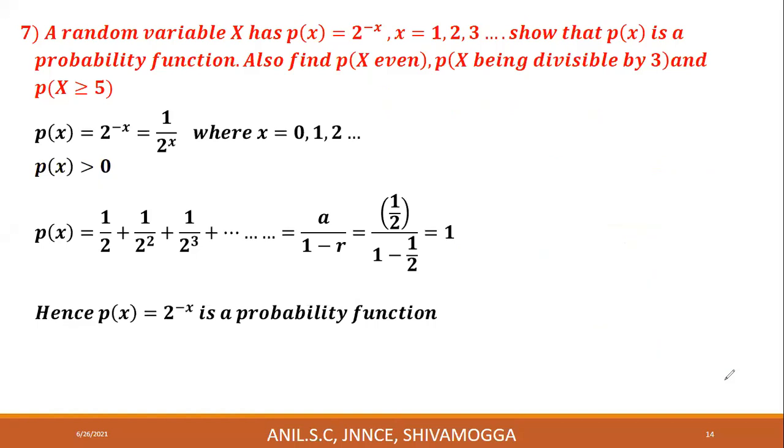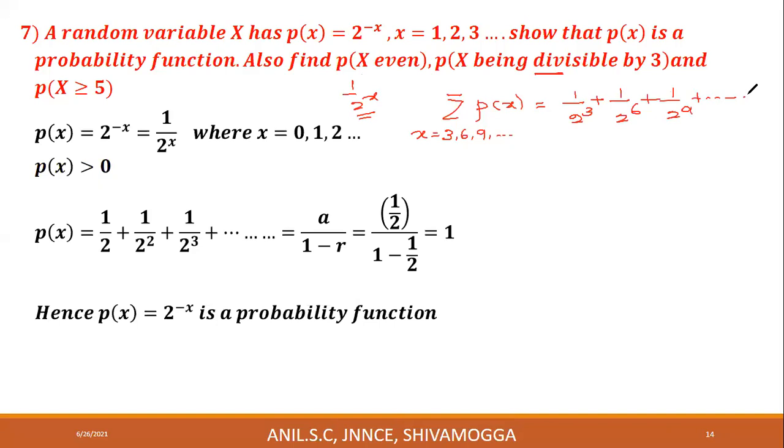Next, second case. P where x is divisible by 3. That means summation P of x, where x is divisible by 3, so x takes values 3, 6, 9, 12, etc. P of x is 1 over 2 power x. When x is equal to 3, 1 by 2 cube. When x is equal to 6, 1 by 2 power 6, then 1 by 2 power 9 plus 1 by 2 power 12, and it continues up to infinity.